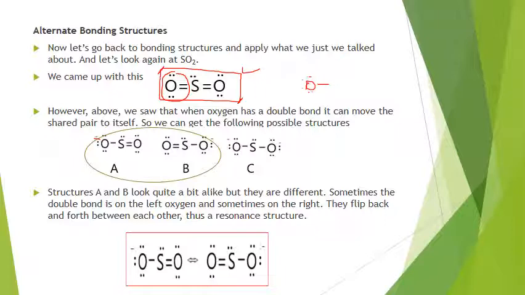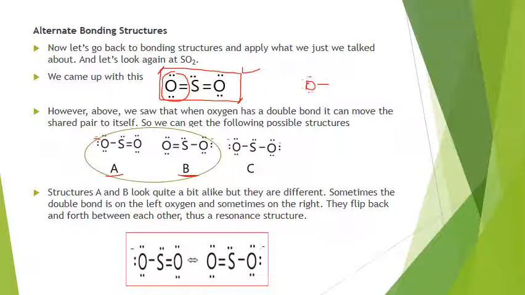If you count up the number of dots, all of them have the same amount of dots: 2, 4, 6, 8, 10, 12, 14, 16, 18. So each one of these has 18 dots around it still. So A and B look quite a bit alike, but they're still different because the double bond is on different oxygen atoms. Sometimes the double bond is on the left oxygen, sometimes it's on the right. So here it's on the right, and here it's on the left.